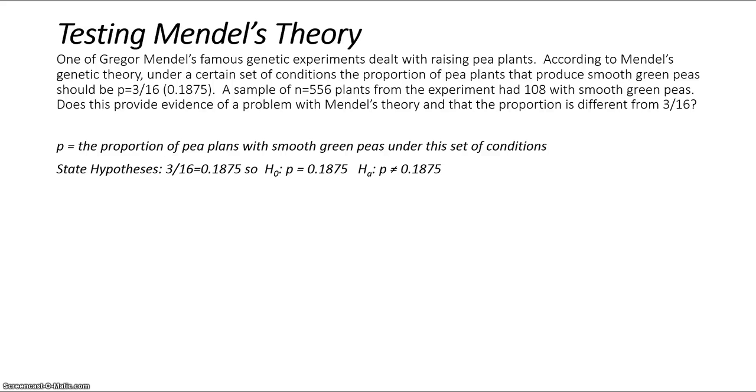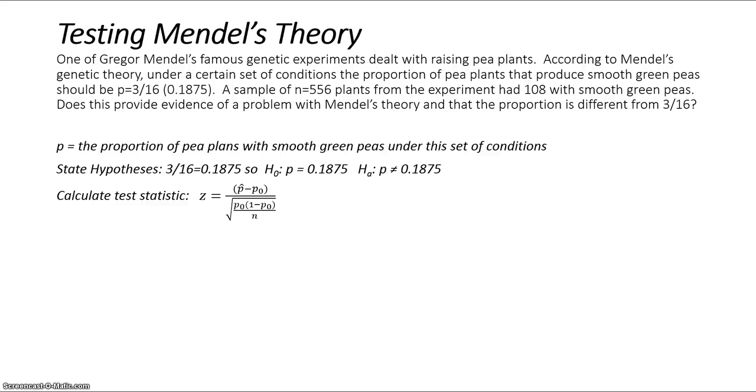I did a not equal to sign here instead of a greater than or a less than, because we're only looking to see if it's different, not necessarily whether it's higher or lower. So this is going to be a two-tailed test, and I know it's two-tailed because I have that not equal to sign in the alternative hypothesis.